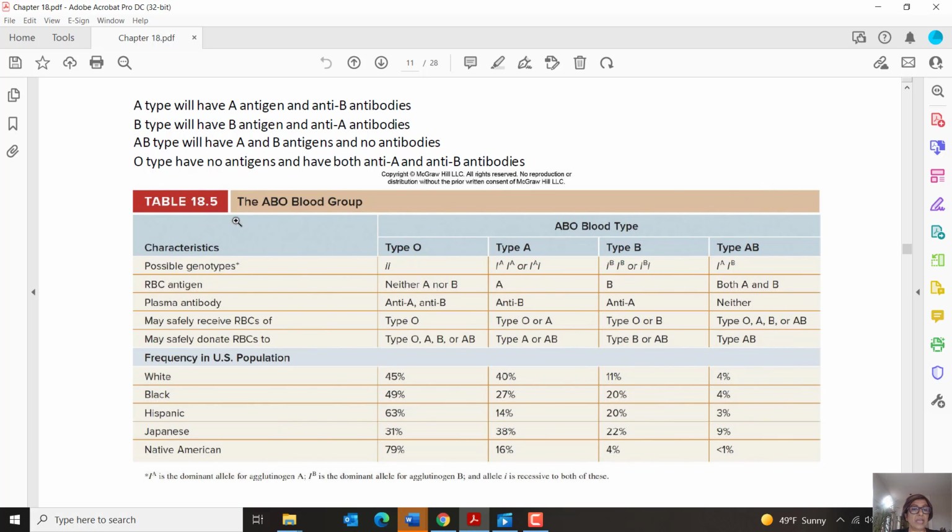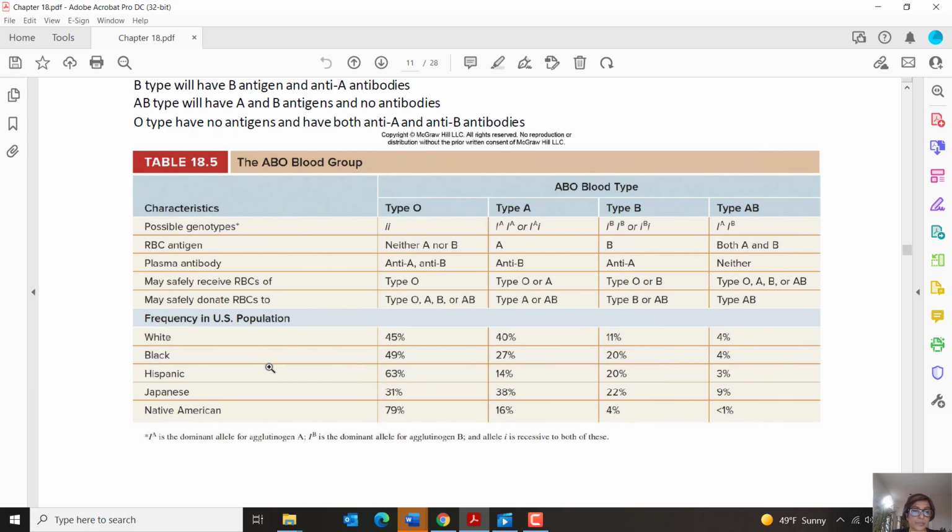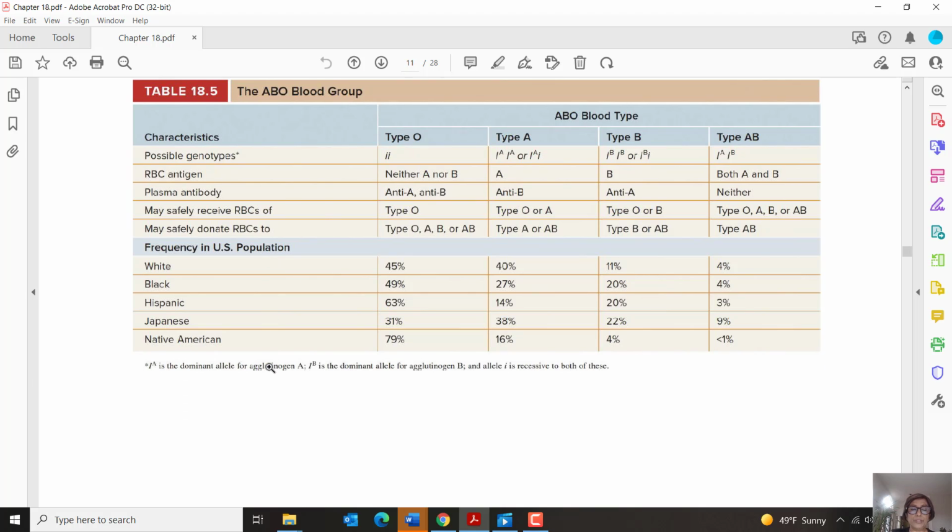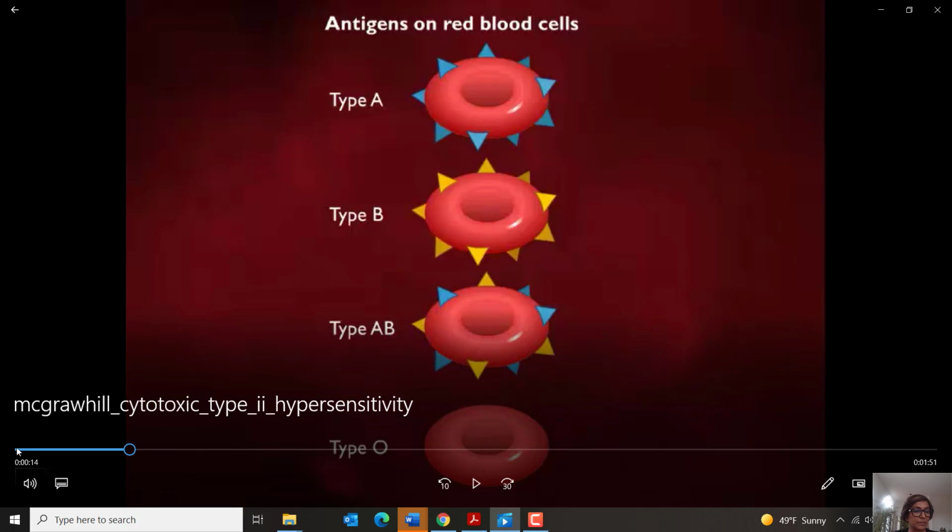All right. So that is your ABO blood groups. And I'm going to add an animation from McGraw-Hill, and let me see if you can see this. Okay, let me play this.